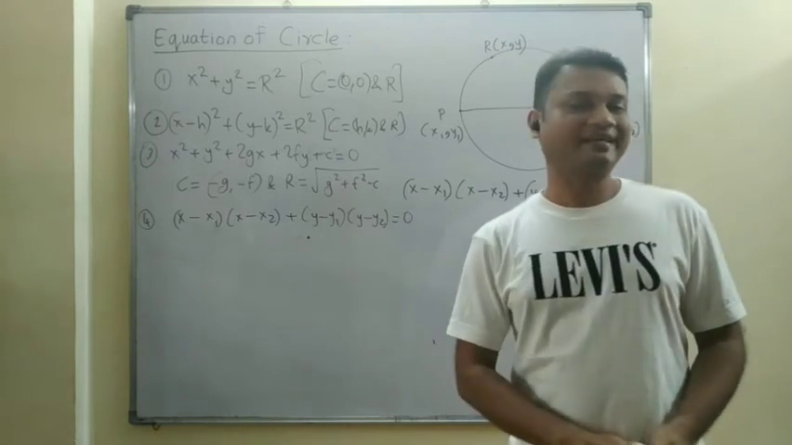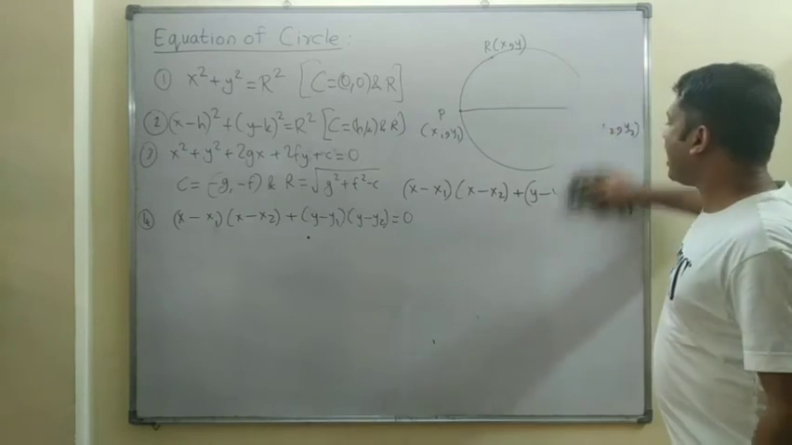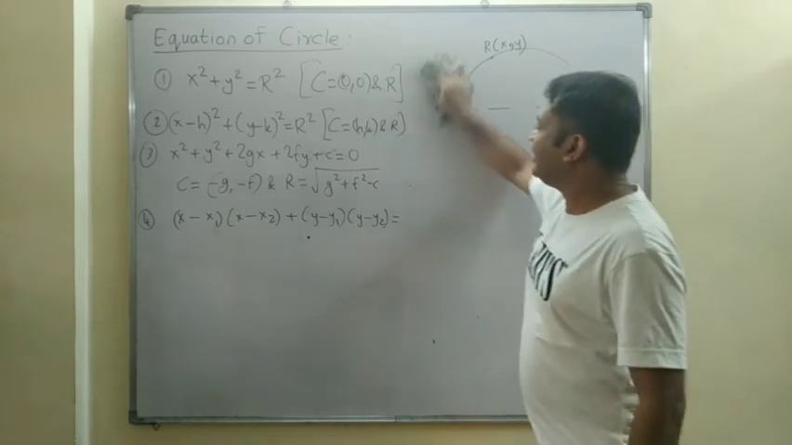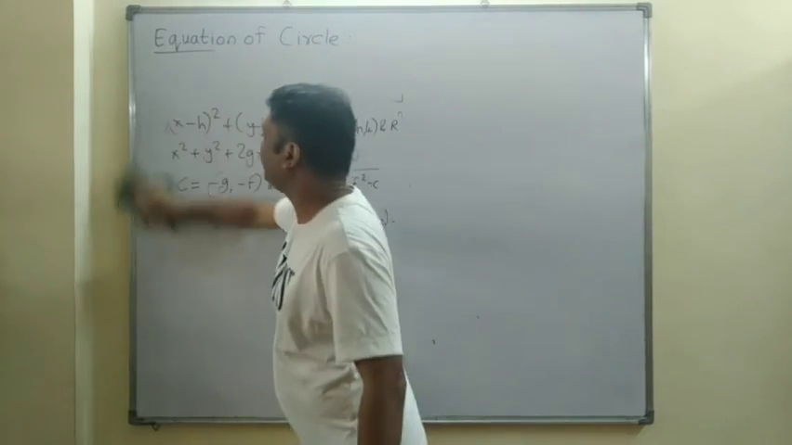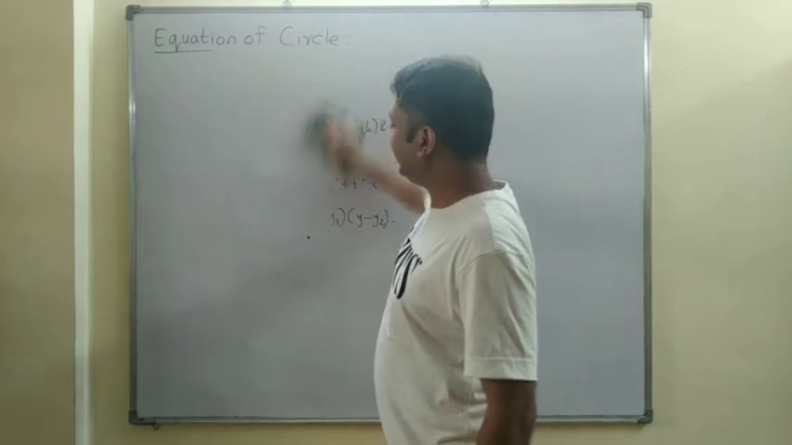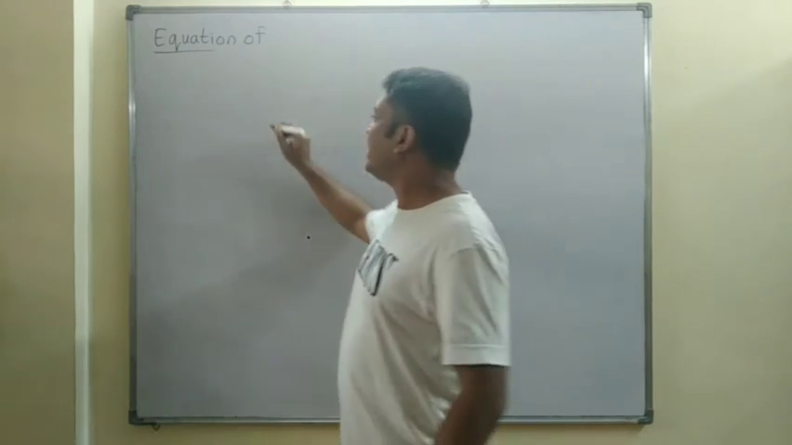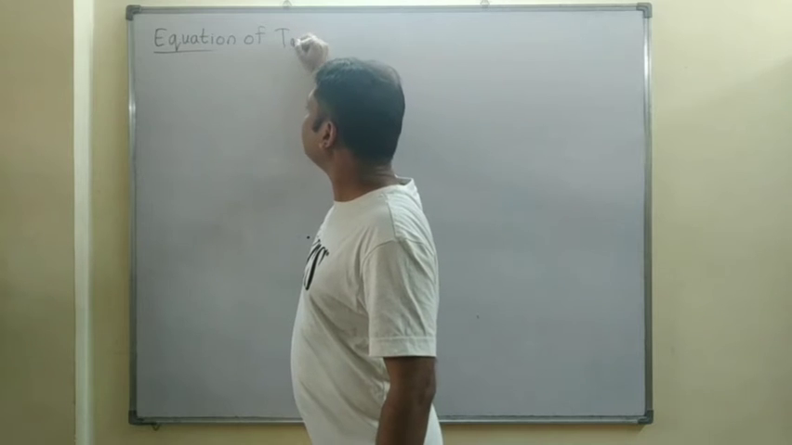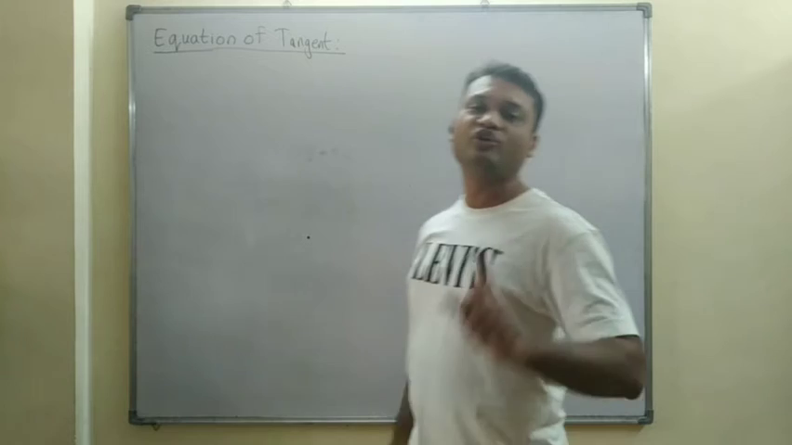Now once we have understood these 4 equations very well along with their derivations, let us move on to equation of tangent of a circle. So let us now consider the tangent of a circle. What is tangent? So tangent is the line which cuts the circle at a single point. So let us consider equation of tangent of circle.